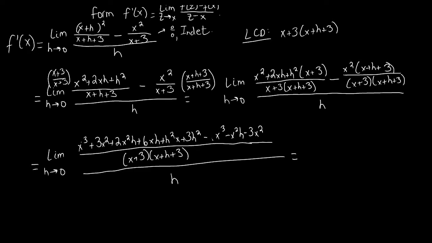So here we see an x cubed and we see a minus x cubed. So we can subtract those away because those evaluate to 0. What else can we take care of here? Let's see, we have a 3x squared. Do we have any other x squared terms? We have a minus 3x squared. Can take away the 3x squared and the minus 3x squared. Those evaluate to 0. 2x squared h and minus x squared h.